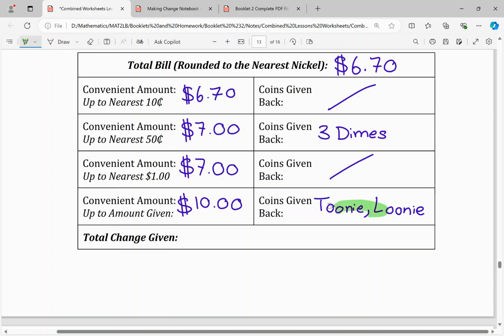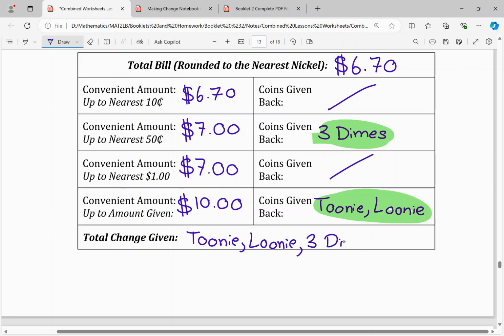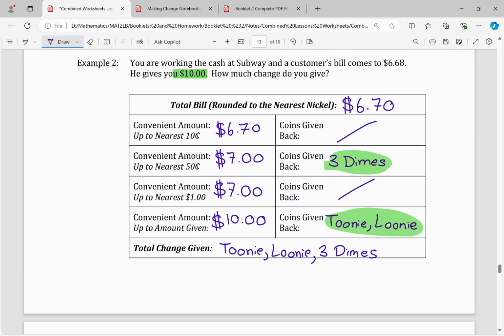So all you need to do is read the coins that you chose to get here, and you have a toonie, a loonie, as well as 3 dimes is the amount of change that you need to give back if the customer gives you $10 for a bill of $6.70.